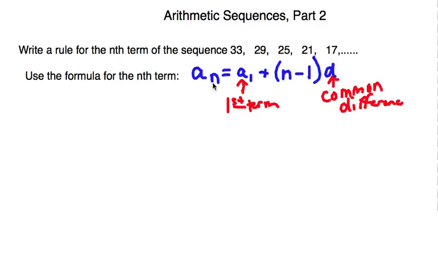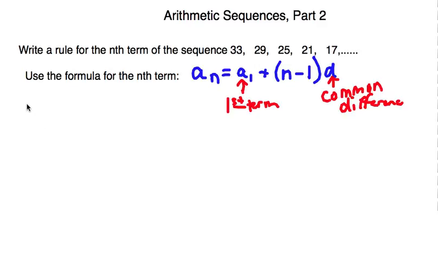This a sub n, we will use for the other part of this example when we look at it. But first let's figure out how to write the rule. And when we write the rule, we'll be able to find the 20th term in the sequence by substituting that into this rule here. So what we want to do is find a couple things and then substitute them into the formula.